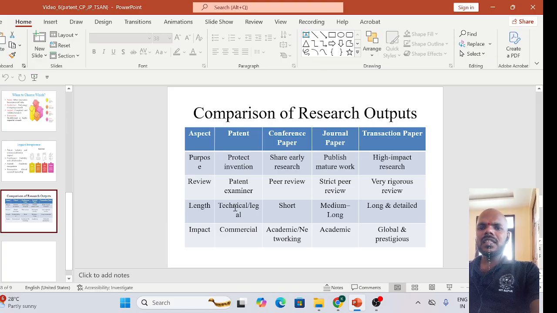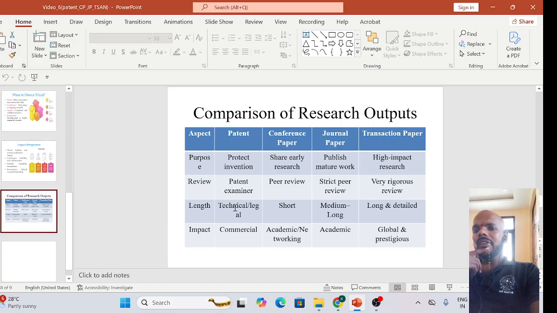So regarding the review process, a patent examiner will be there, whereas a conference paper has peer review, a journal paper is a little strict, and a transaction paper is very rigorous. Try to understand the word terminology here: peer review, strict peer review and very rigorous review. That means depending on the review process, the quality will improve. So the length of a patent is technical and legal, whereas a conference paper is short, a journal paper is medium to long, and a transaction paper is long and detailed.